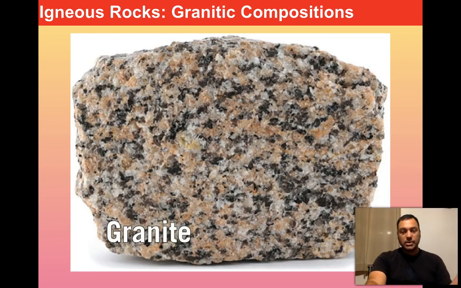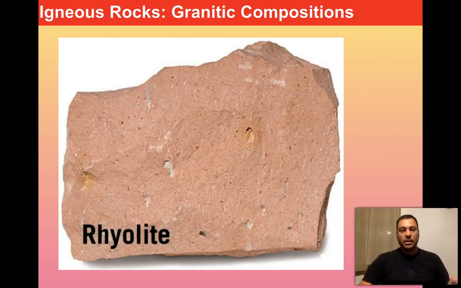Okay, now let's go to its, and notice that also because it's got visible structure or visible crystals, we would call this a phaneritic rock. Phaneritic meaning visible crystals. Here is a rock called a rhyolite that has exactly the same chemistry.